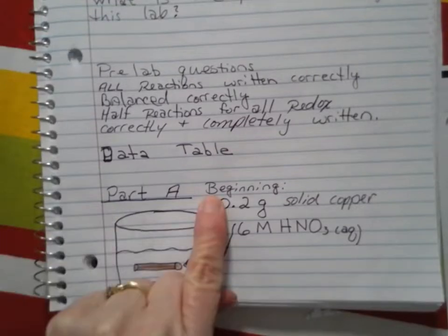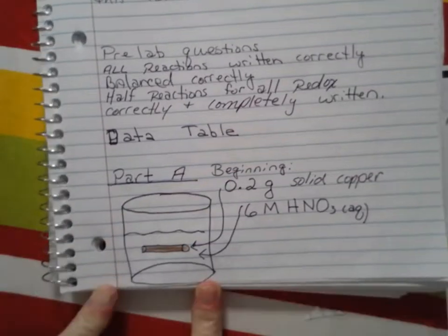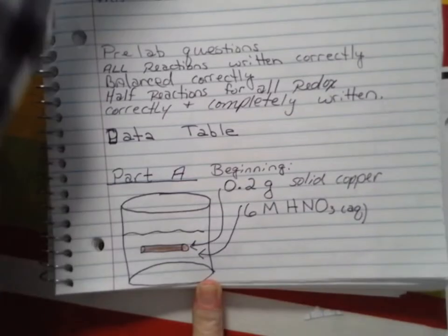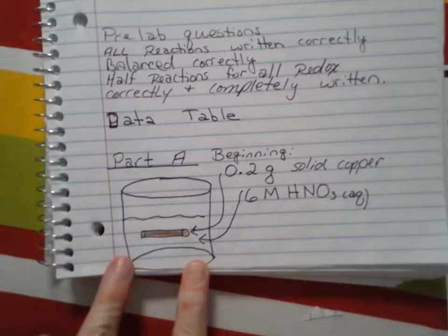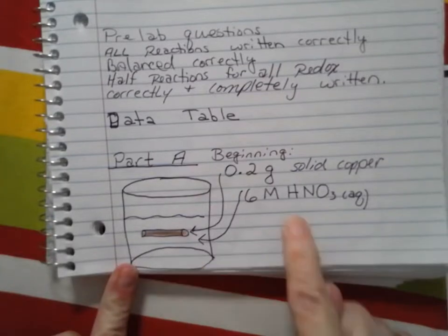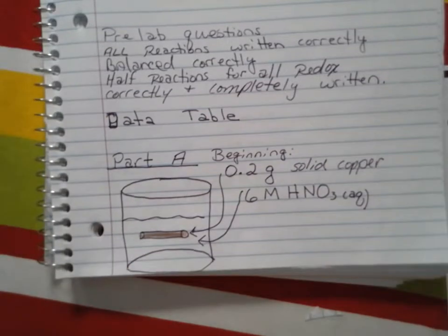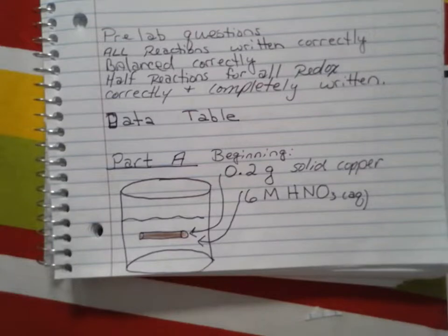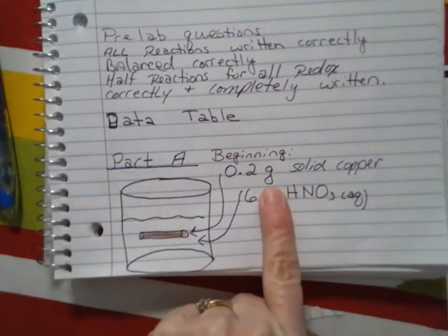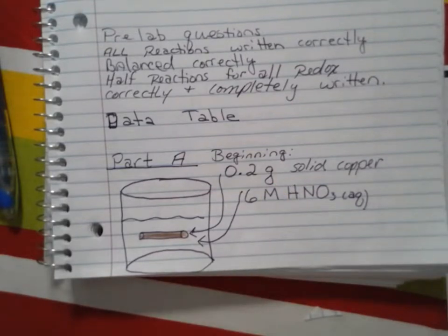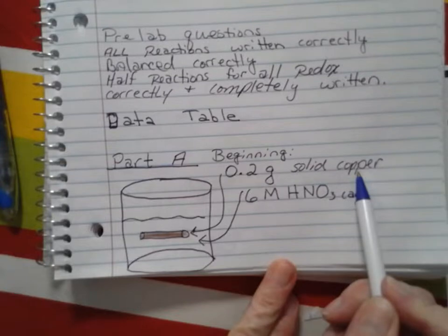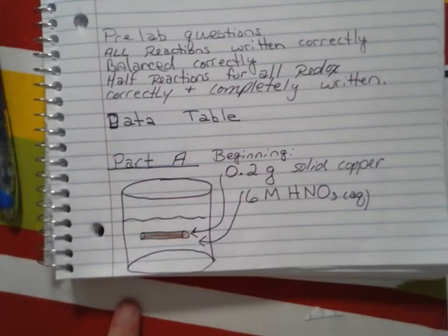Part A, I've even got little diagrams here. I had a beaker. I put 6 molar nitric acid in that beaker, and it was clear. And I made up these numbers, okay? But I had 0.2 grams of my solid copper, and it looked like this. So I'm literally just drawing a little picture. That's what I've got.